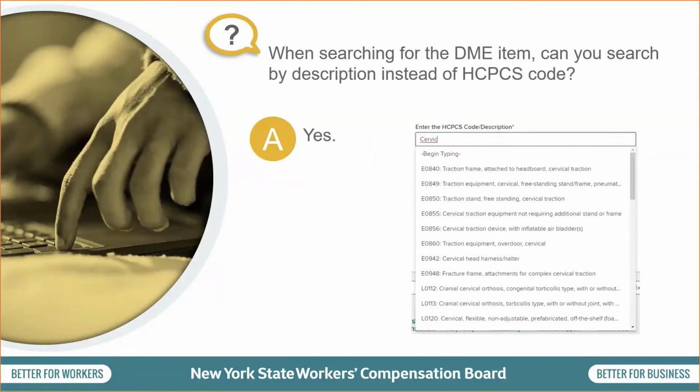When searching for the DME item, can you search by description instead of HCPCS code? Yes. You can type in at least 3 characters of the description, and the selections that contain what you have entered will show for selection.